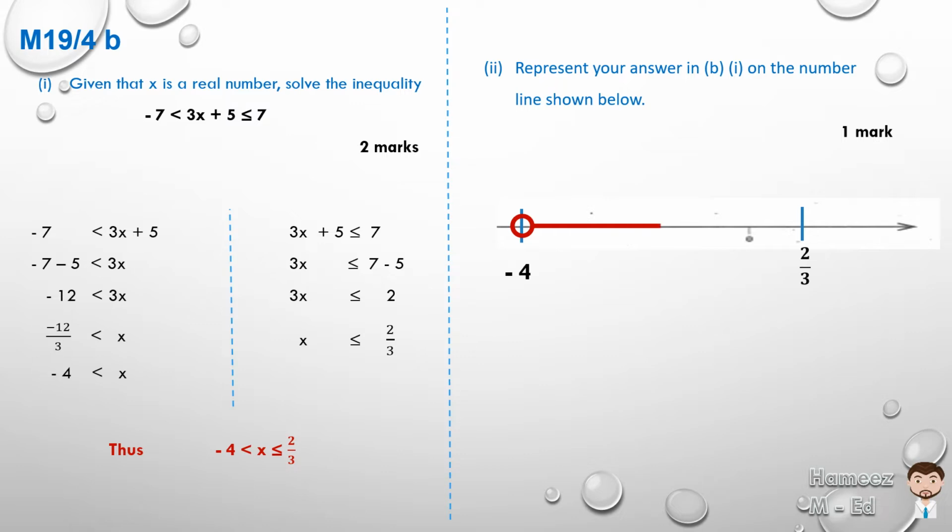Since minus 4 is less than x, it means that x is more than minus 4. So how do we indicate that it's more than minus 4? It means we're moving everything to the right of that minus 4 value. So if you take values of x such as minus 3, minus 2, minus 1, then they fit the inequality that minus 4 is less than those values of x. For the other side, we can say x is equal to 2/3. That means we're indicating that by a full or solid circle. And x is not just equal to 2/3, it's also less than 2/3. So it means everything to the left of 2/3.